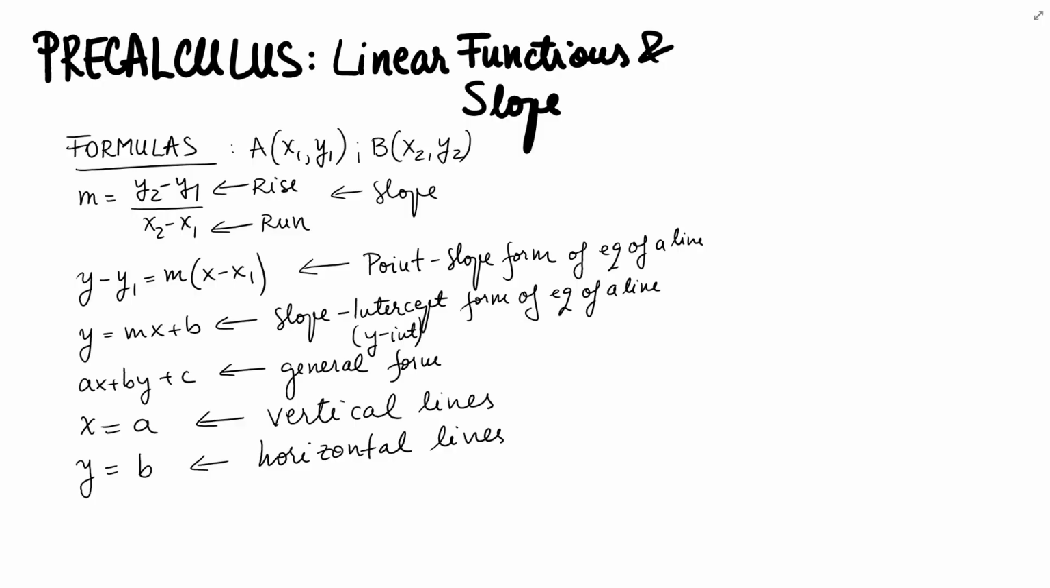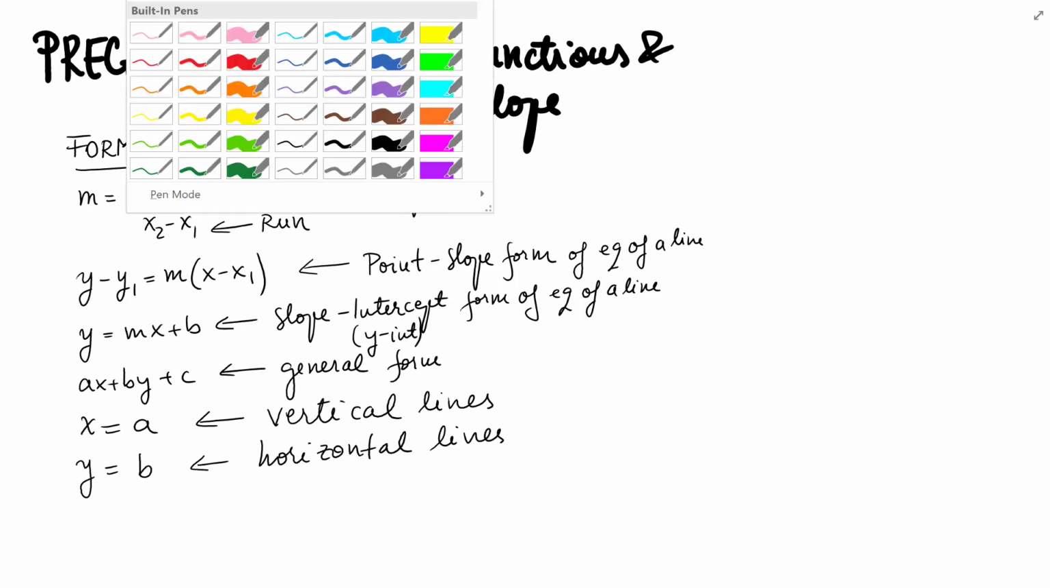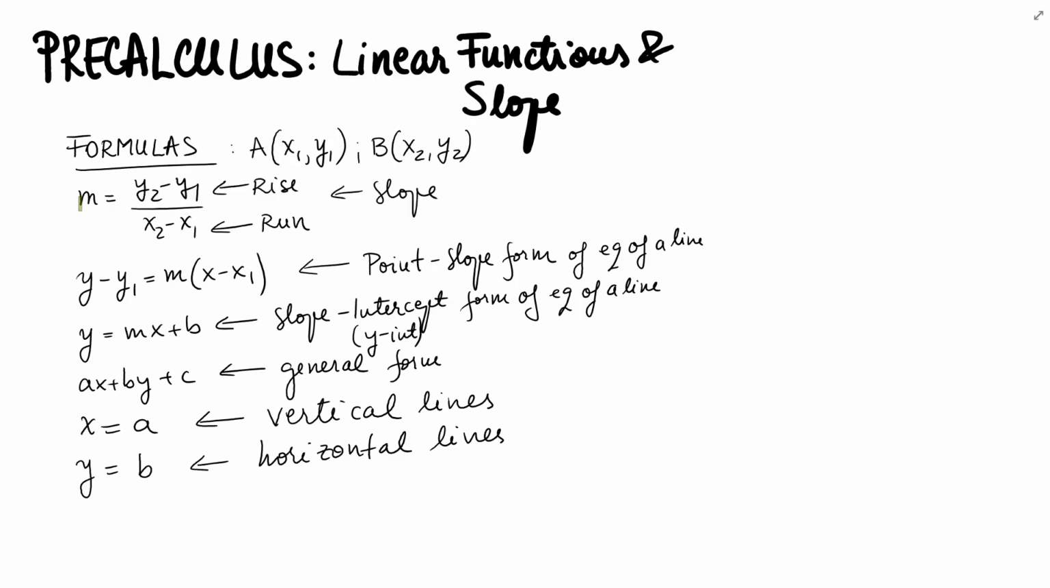In this video, we'll talk about linear functions and slope. And I wrote here a few formulas that come in handy. First of all, the slope, which is labeled by m. It's y2 minus y1 over x2 minus x1, where x1 and y1 is an ordered pair of one point on the graph, and x2, y2 is an ordered pair of another point on the graph.